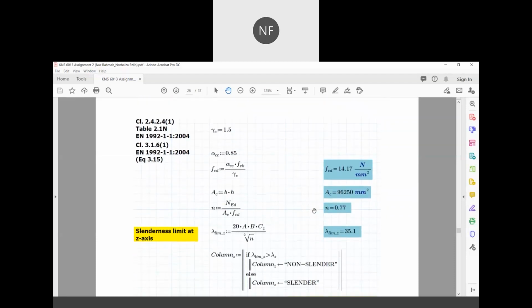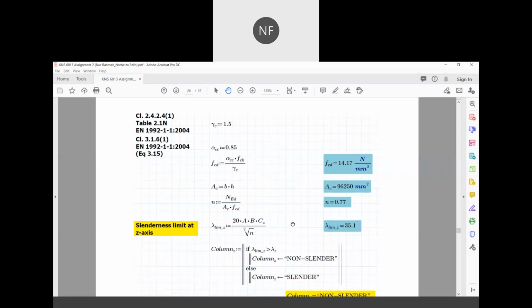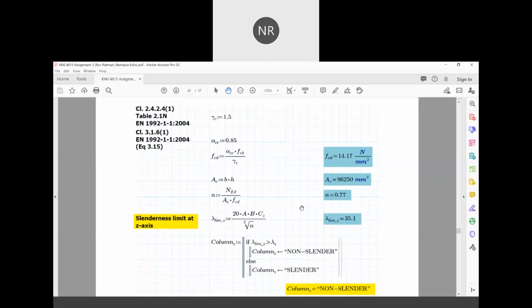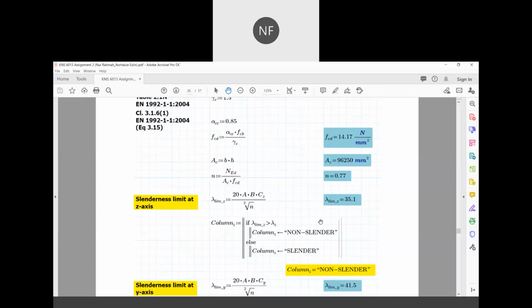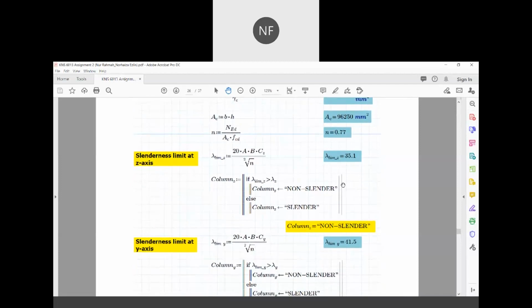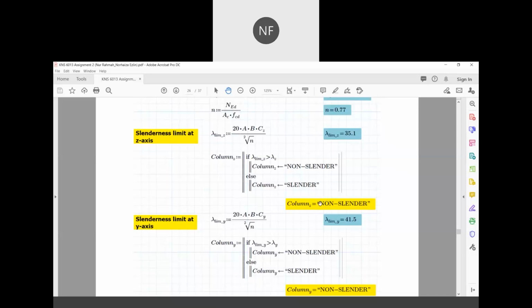And here we're going to determine the n value, where it is equal to axial load divided by area of column multiplied by the fcd, and the fcd is equal to 0.85 multiplied by the fck divided by 1.5, and here we obtain the fcd value equal to 14.17 Newton per millimeter square. And with all the measured values, we substitute them inside the formula of the slenderness limit at the z-axis, and it is equal to 35.1.